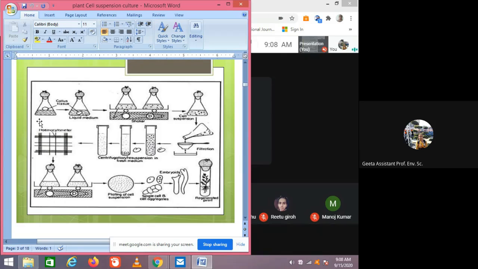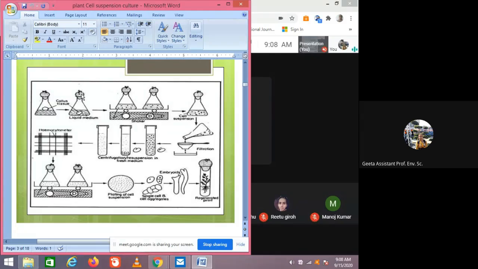has been increased. First step is the formation of the callus from any explant from any tissue, that is meristematic tissue, maybe the shoot tip, maybe the root, maybe cotyledon, maybe hypocotyl, it may be any explant. The process of formation of this callus is known as callogenesis. The callus tissue is then transferred into the liquid media.